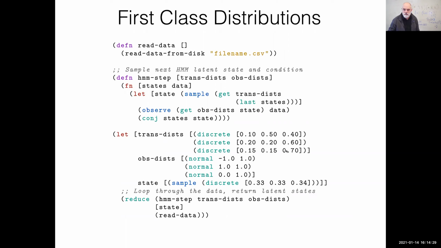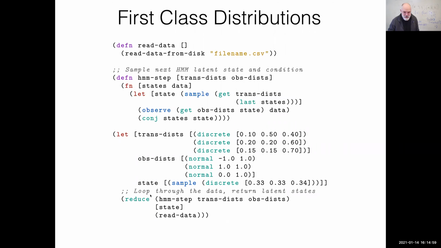This is another discrete distribution with some parameters. And this is a vector of discrete distribution objects. These are observation distributions, 3 of them. There's a vector of observation distribution objects. These are normal distributions. These are discrete distributions with the given parameters. Okay, there is an initial state, which is a sample from a discrete distribution with roughly equal probability over 3 values, 0, 1, 2, for instance.